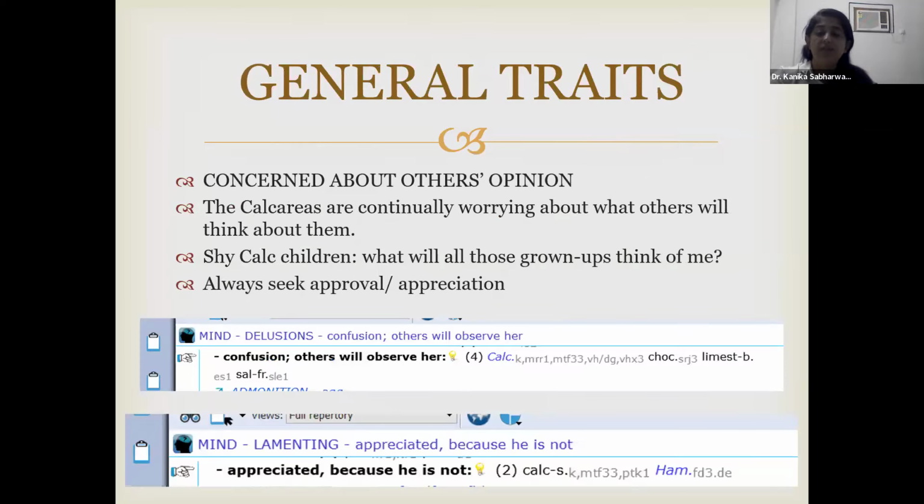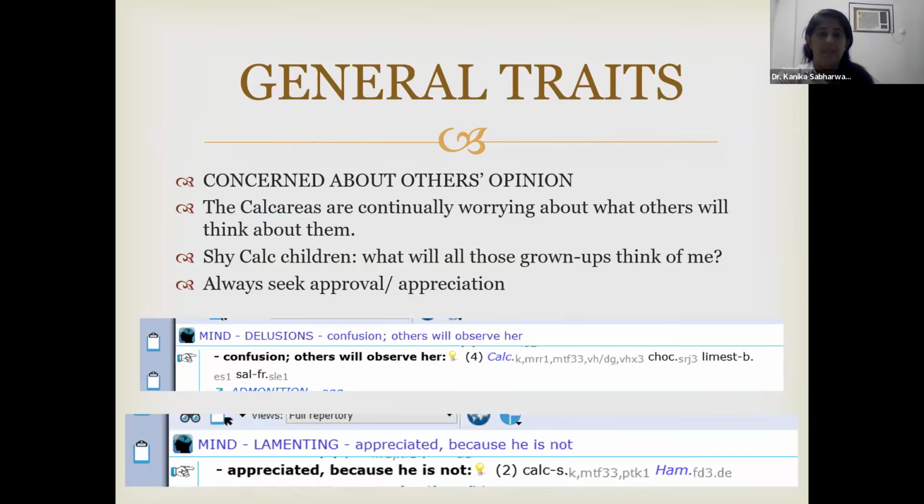General traits, very, very concerned about others' opinion, and others should not know that I am indecisive and that I'm confused. For this reason, they usually crave appreciation. And no one craves appreciation more than Calcarea sulf. You can see stalwart authors talk about this remedy. Look at the bottom. Dr. Kent, Dr. Farokh Master, and Dr. Phatak. So stalwarts in homeopathy confirming this for you. Mind delusion. She feels others will observe and notice her confusion. Calcarea carb.